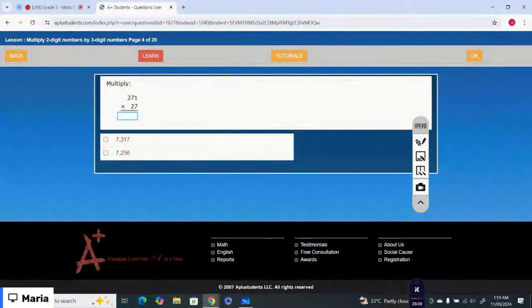Okay, the next one is 271 times 27. So which is the correct option? You guys can do it on your notebook and take your time. So which is the correct option?